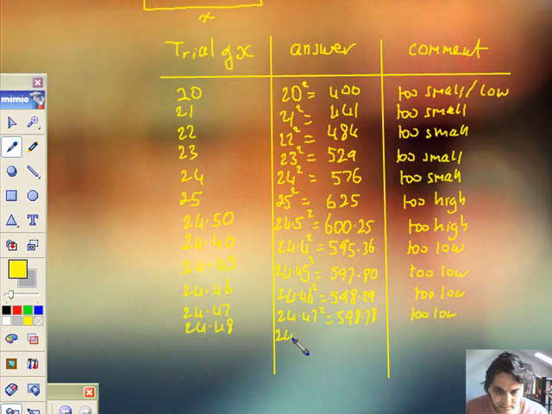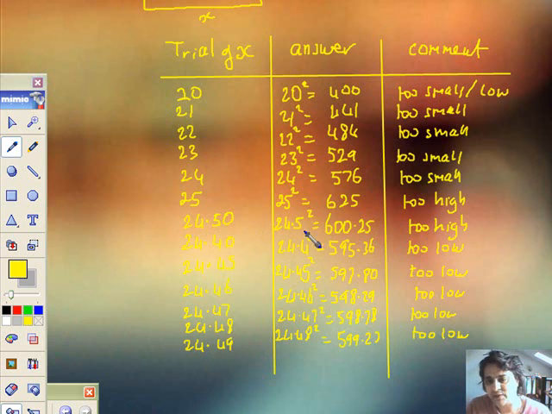24.48. Here we go. 24.48 squared. Look how close this is. 599.27. Too low. Now, last go, because the last go is going to be 24.49, and the next one after that will be 24.5. And we've got the answer.